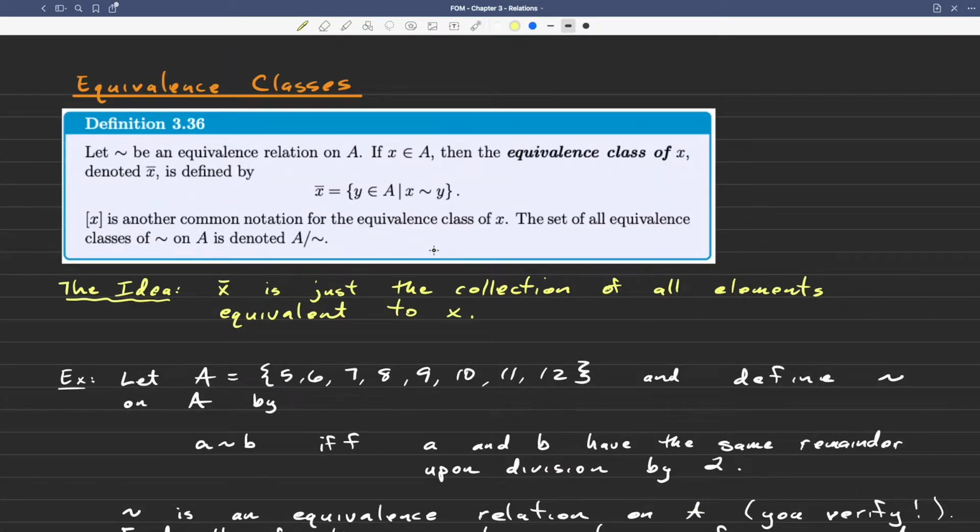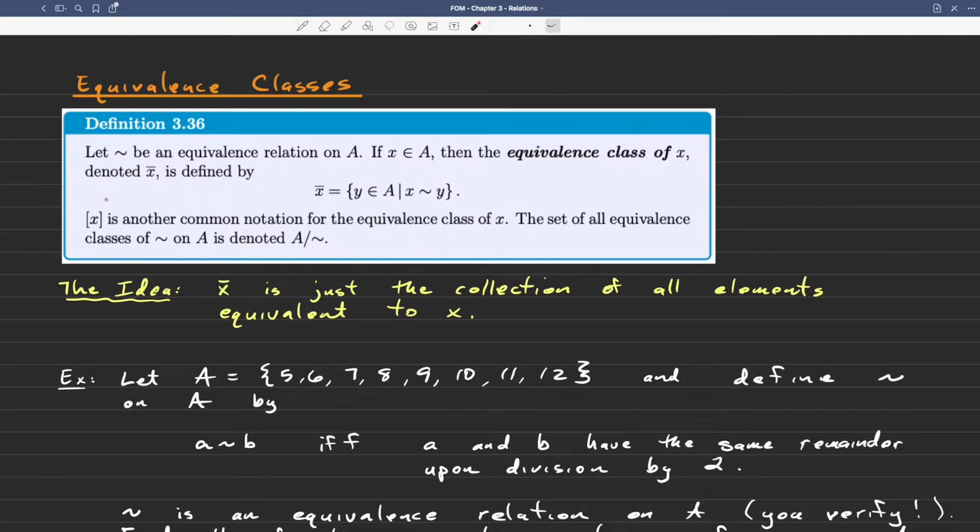The next topic I want to talk about is equivalence classes. So conceptually, the idea of an equivalence class isn't too big of a deal. So let's suppose that tilde is an equivalence relation on A. And you start with some element, X, in the set. And what you do is you gather up all of the elements that are equivalent to X under this relation tilde. And you call that the equivalence class of X. And so here's the technical definition of it, but you'll see that it's just what I said. So X bar is all those things in A that are equivalent to X.